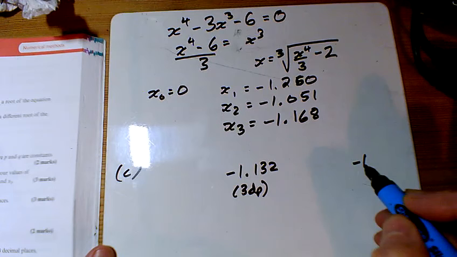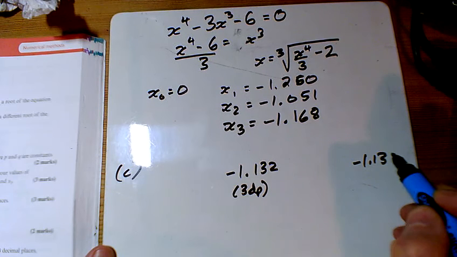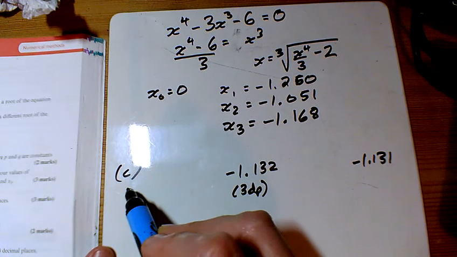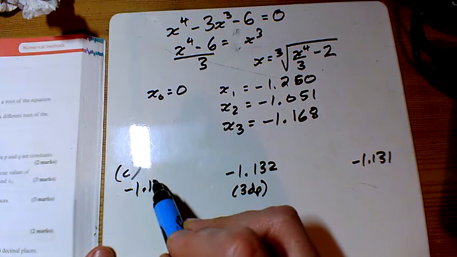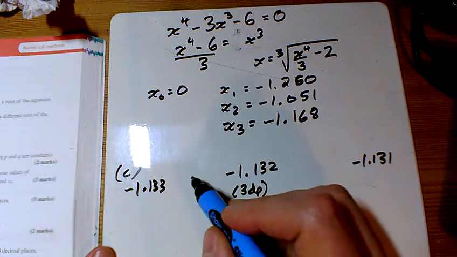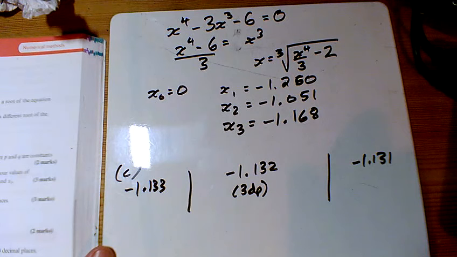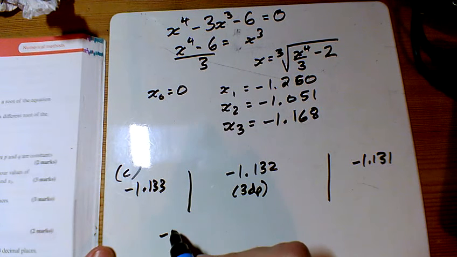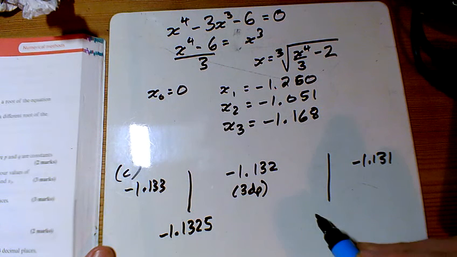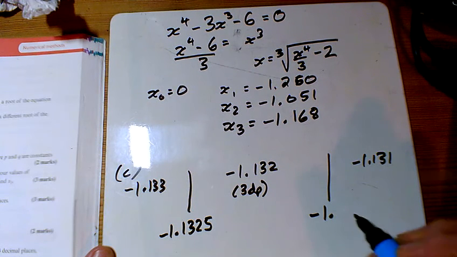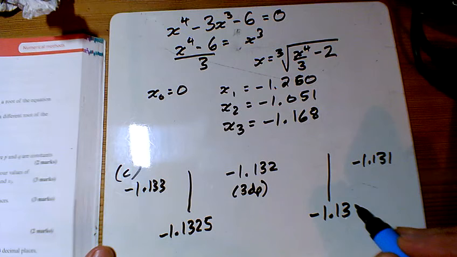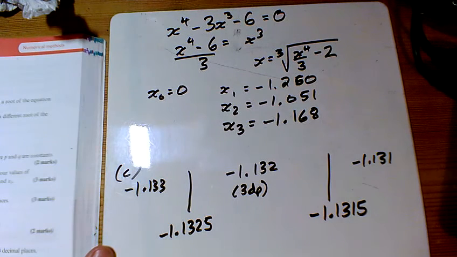So it's not 1.131, because that's the next one up. It's not minus 1.133, it's the next one down. So we're going for the boundaries. The boundary here is minus 1.1325. The boundary here is minus 1.1315.